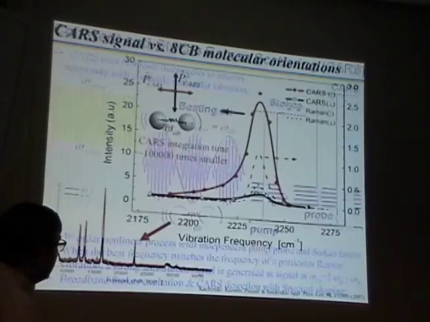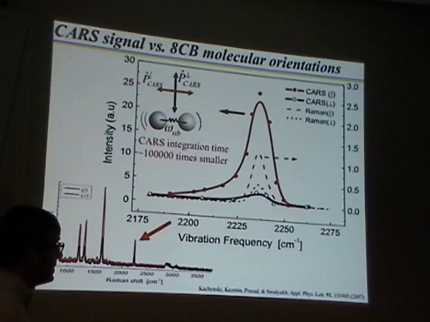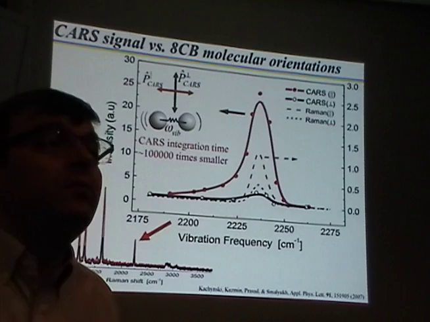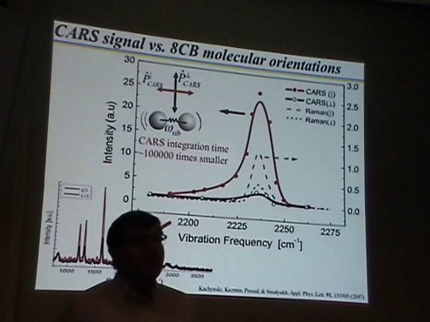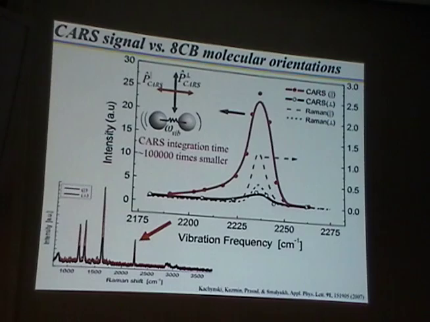And so this provides us not only information about the presence of those different chemical bonds of interest in different locations in the sample, but also their orientations, because we use polarized excitation light, right? Both Stokes and pump probe laser excitation beams are polarized linearly.